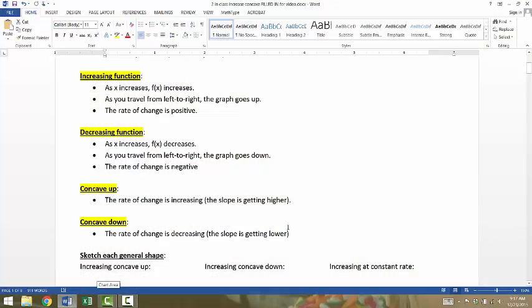This is day 2, video 1. We're going to talk about increasing, decreasing, and concavity, general shapes of function behavior. Skill and drill mostly. The next video will get into some of the applications.